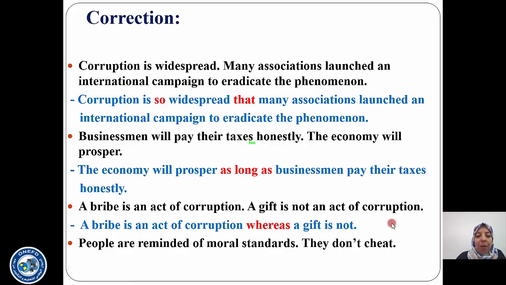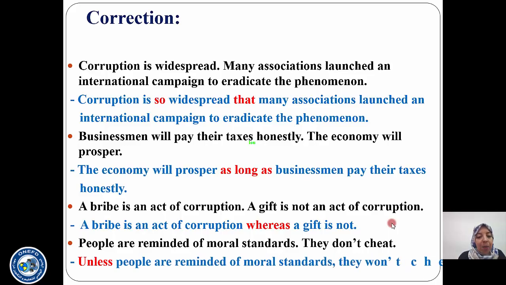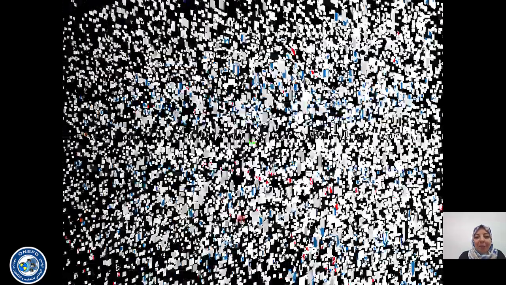People are reminded of moral standards. They don't cheat. So here we are going to express condition or warning also with unless. Unless people are reminded of moral standards, they won't cheat. Pay attention to the change in the tense here, because unless should be followed by the present, okay? But the second part should be in the future. That's why don't cheat becomes won't cheat. Okay, so this is all for the grammar.